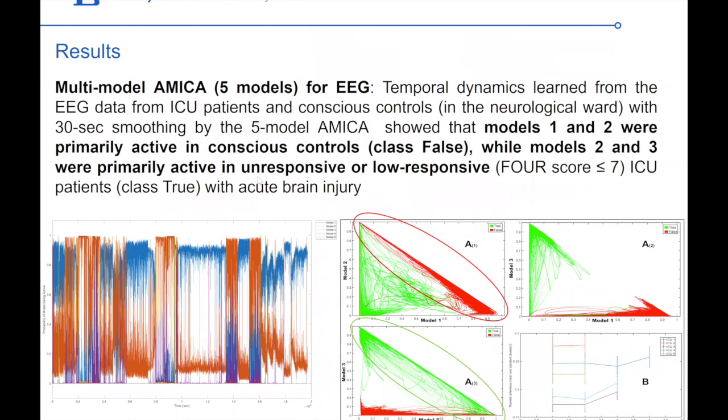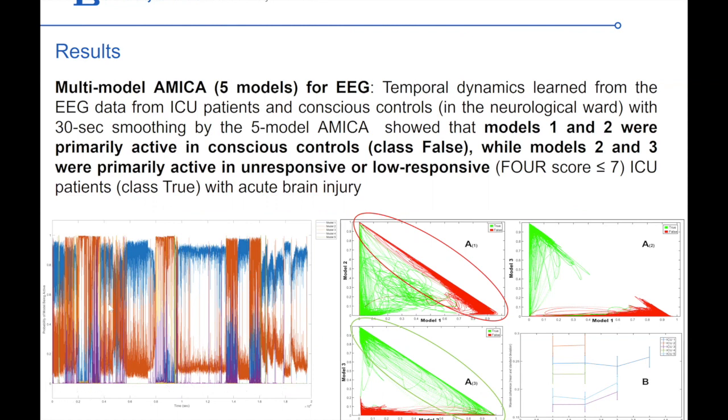The important thing that we found is that using this multimodal model, AMICA, we had 5 models. Two models were artifacts that we rejected, so we are left with 3 models. Different colors represent different models. This is one time series from a patient, and you can see that the person goes through different states while in this unresponsive state, or a state transitioning from unresponsive to minimally conscious state.